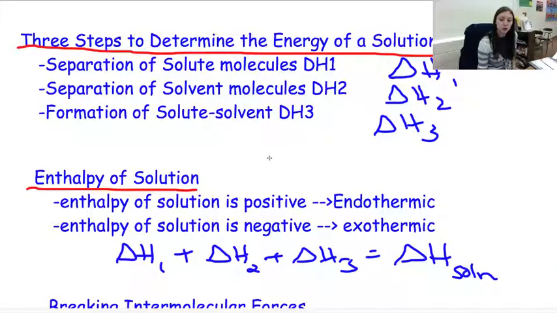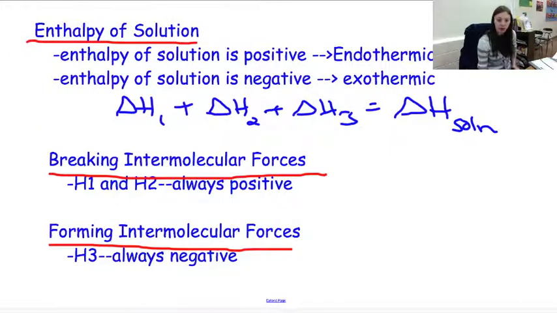The enthalpy of a solution, if it is positive, then it's endothermic. If it is negative, that is exothermic. If we add them all up, the 1, 2, and 3, we get the overall heat or enthalpy for our solution. So how much it takes to break the solute and then break the solvent, and then how much energy we get back when we put the two together. When you break an intermolecular force, which is always ΔH1 and ΔH2, those are always positive. And when we form an intermolecular force, that's ΔH3, that is always negative.